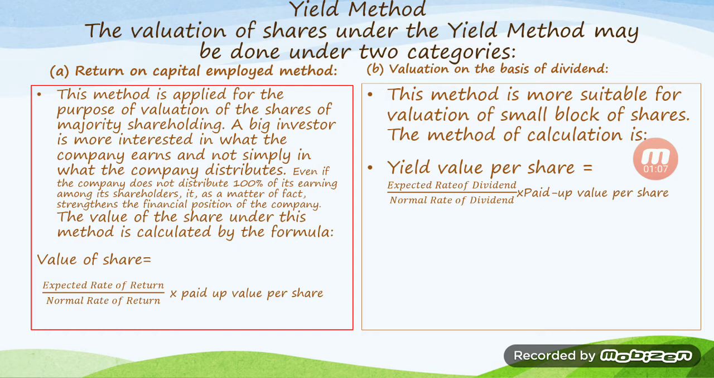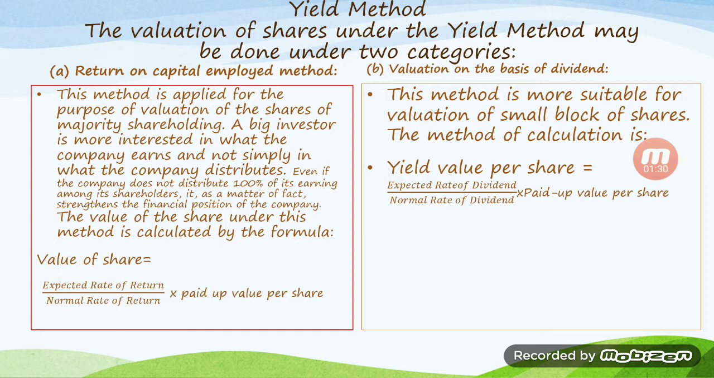So the value of the shares under this method is calculated by using the formula: value per share is equal to expected rate of return divided by normal rate of return into paid up value per share. So this is the formula for finding value per share under the yield method.